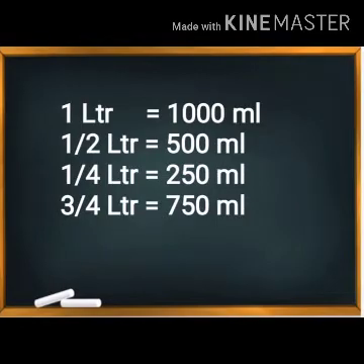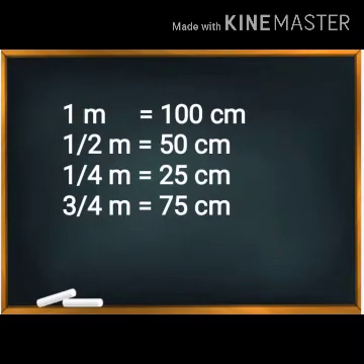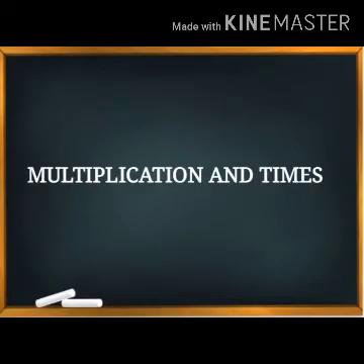Just like that, there are other unit conversions. 1 liter equals 1000 milliliter, and 500 milliliter equals half liter, 250 milliliter equals 1 by 4 liter, and 750 milliliter equals 3 by 4 liter. Also we know that 1 meter equals 100 centimeter, half meter means 50 centimeter, 1 by 4 meter means 25 centimeter, and 3 by 4 meter means 75 centimeter. Just remember these things.